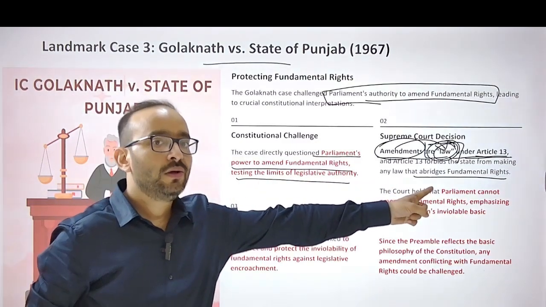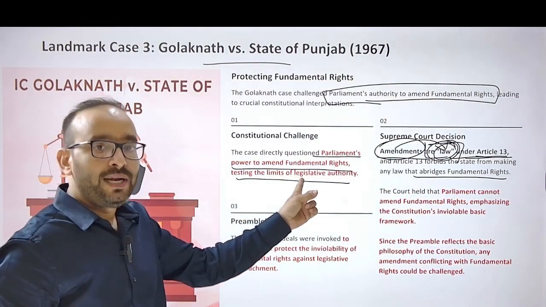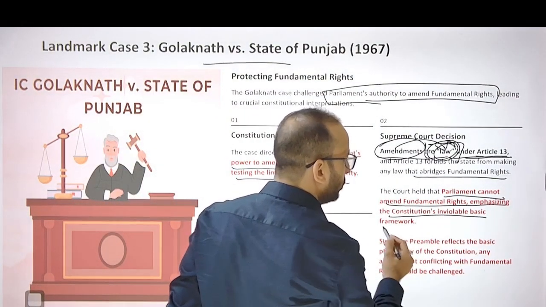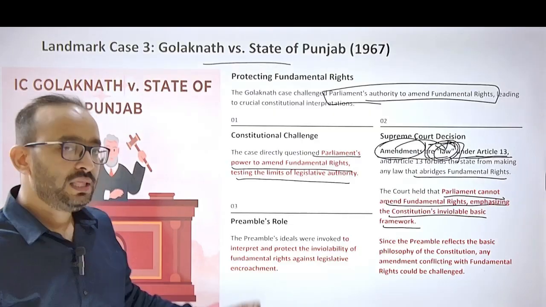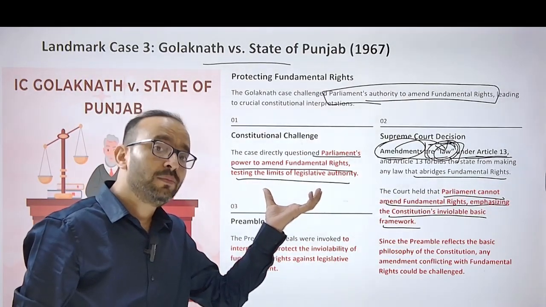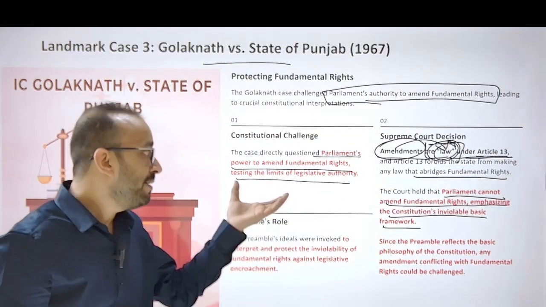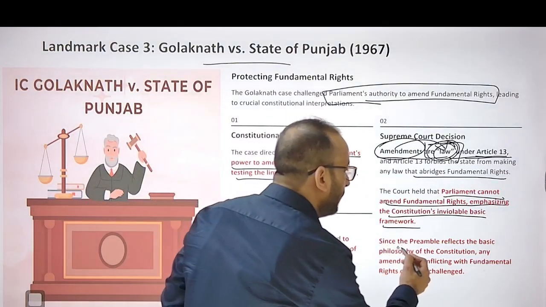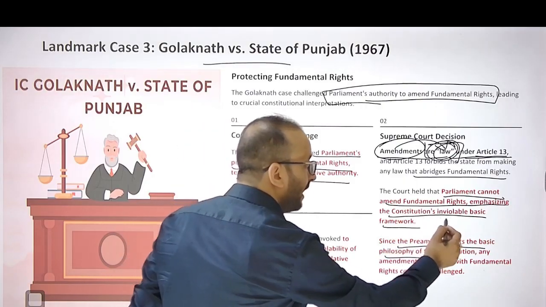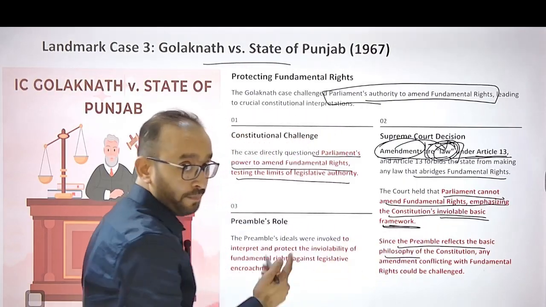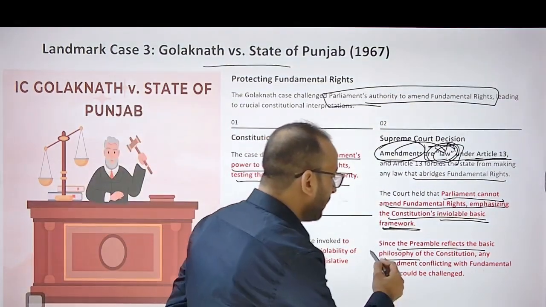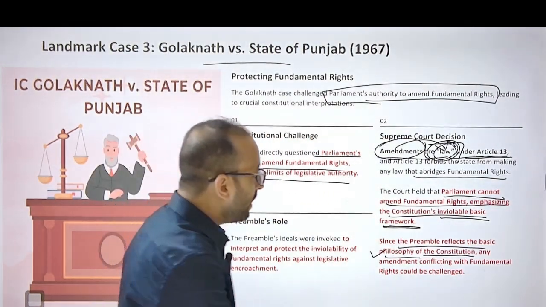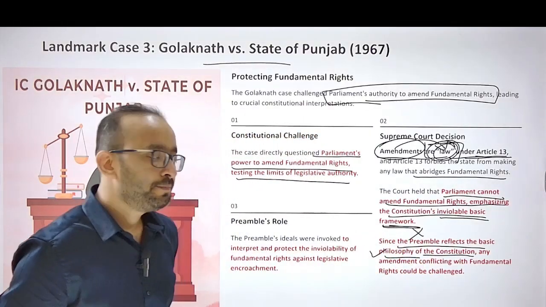By this rule, Parliament cannot amend fundamental rights, emphasizing the Constitution's inviolable basic framework, because they say that it is the core of the Constitution, something which is the very basic framework of the Constitution. The Parliament cannot violate this. Since the preamble reflects the basic philosophy, the foundational principles of the Constitution, that means the preamble also cannot be amended.